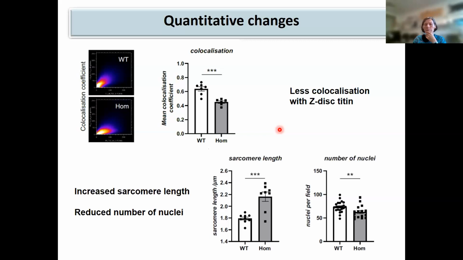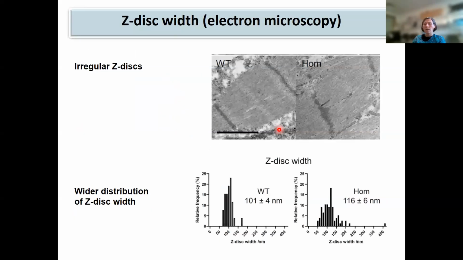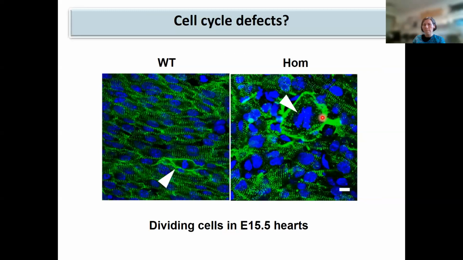Another thing observed was increased sarcomere length and a reduced number of nuclei. If we zoom in at electron microscopy level, the width was normal, but the distribution was wider, and there were also these kind of irregular Z disks, so they weren't as nicely formed.